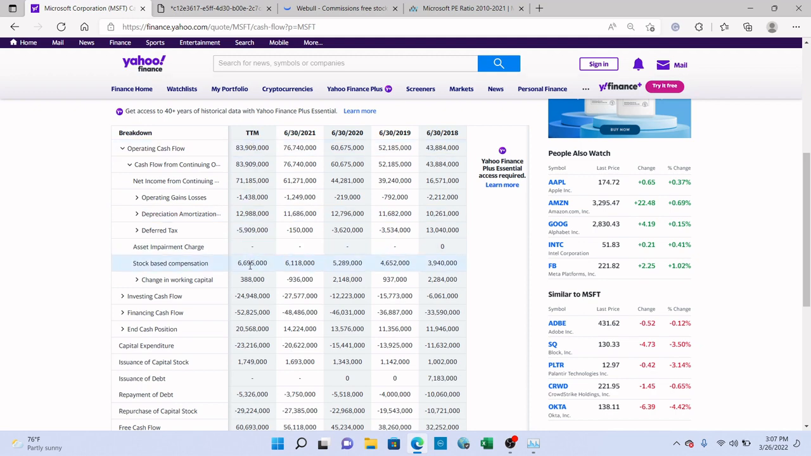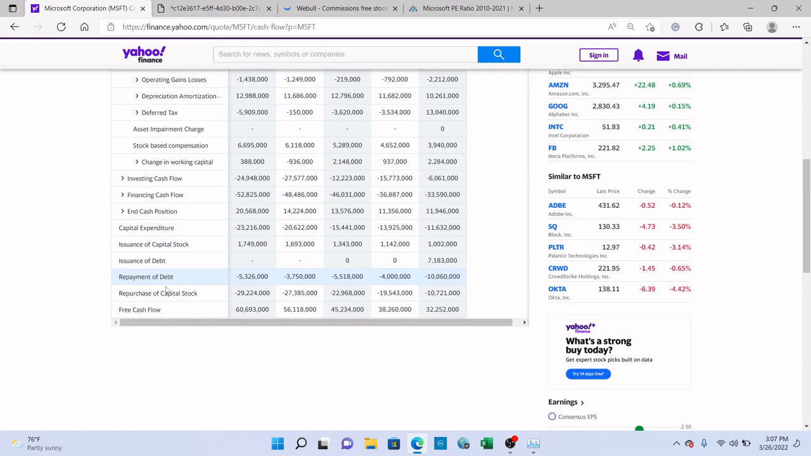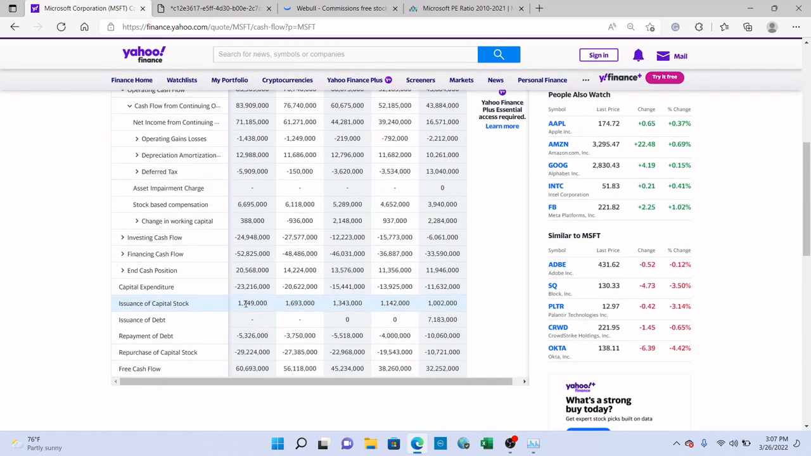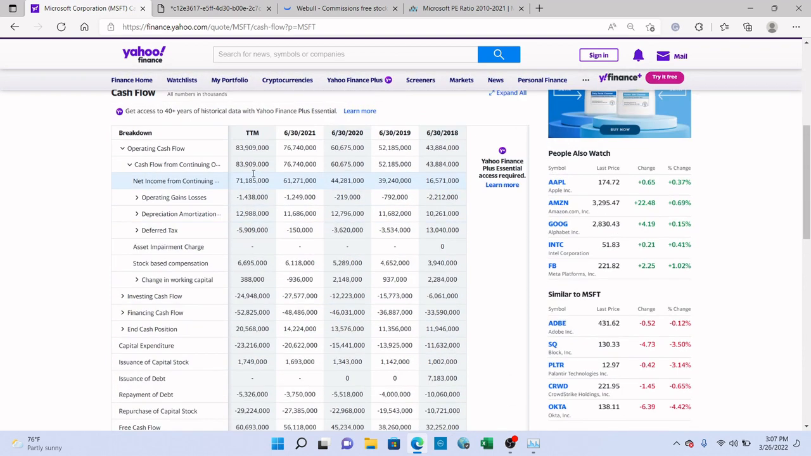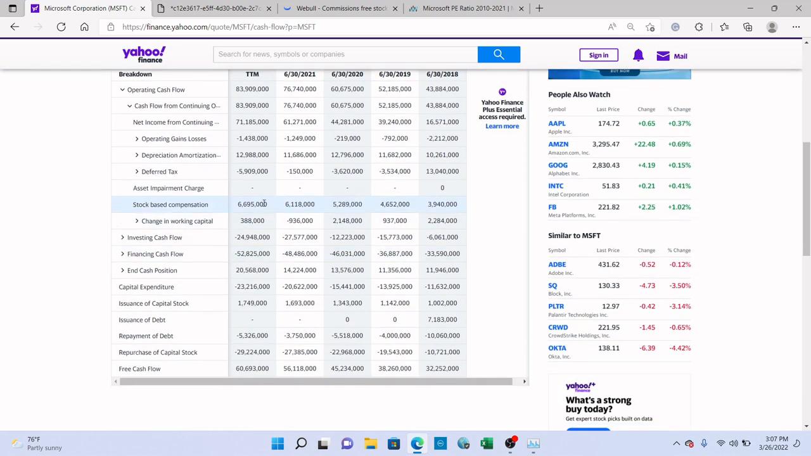Now, the one thing that you also want to pay attention to is repurchase of capital stock. So they're paying out about 6.7 billion in stock-based compensation. They're repurchasing about 30 billion right here. So we're definitely seeing repurchases outpace stock-based compensation, and that's a very good look on a company.